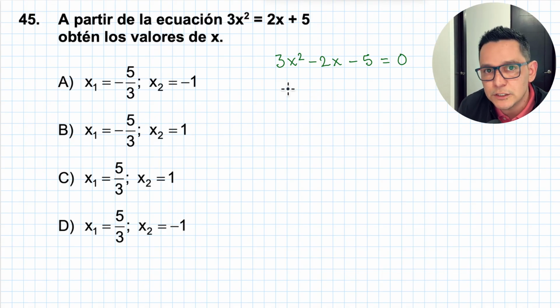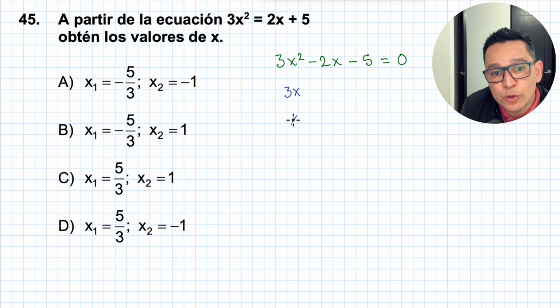This is very simple. It goes like this. We're going to break down the 3x squared as the product of 2 factors. In other words, what times what gives me 3x squared? Well, it could be 3x times x, right? And we're going to write that down below. Look, 3x times x already gives me 3x squared.